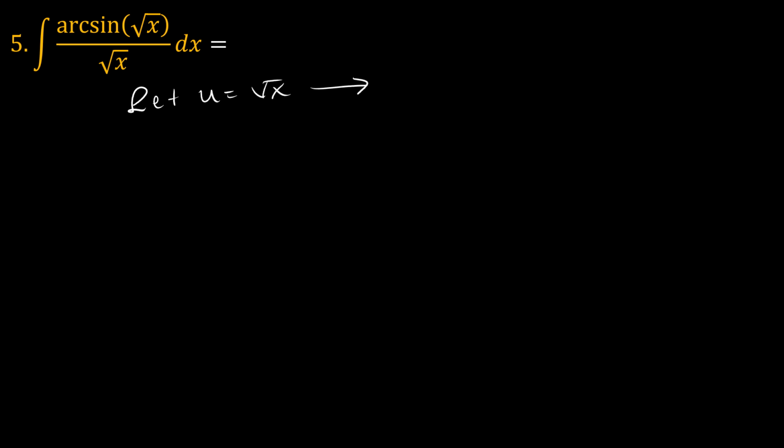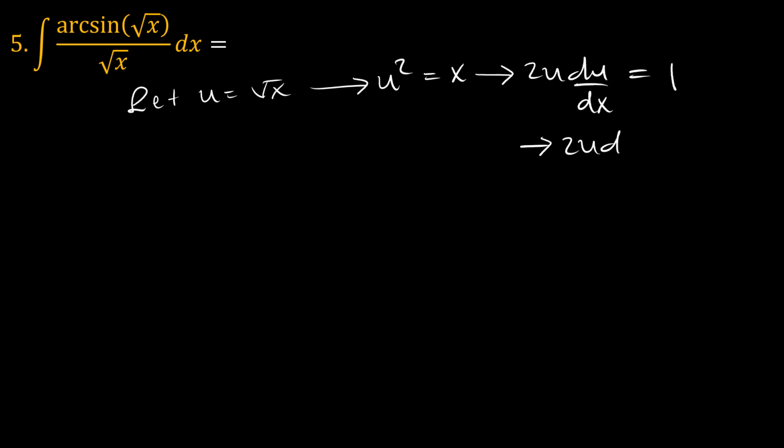So for problem number 5, the indefinite integral of arc sine of square root of x over square root of x. This is an interesting one. So as we always do, we try to substitute for the complex or the complicated part. So we just say let u be equal to the square root of x such that u squared equals x, and so 2u du dx equals 1. And so meaning that we can substitute for the dx with 2u du.